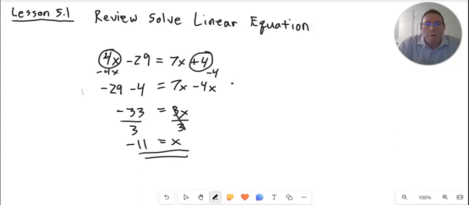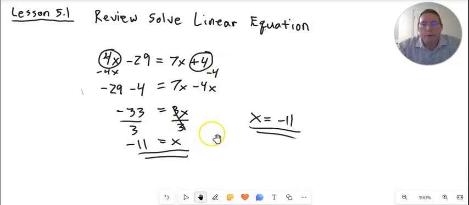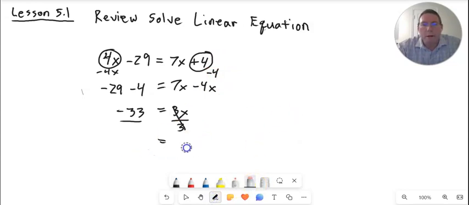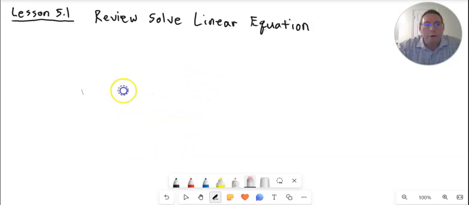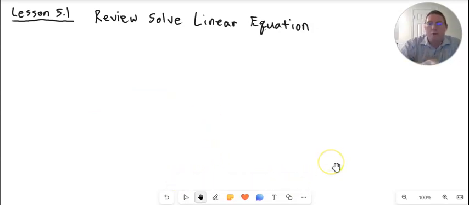Now this looks backwards. We can change this now to x equals negative 11. We can switch it around. That's legal, okay? All right, so let's maybe try one more example of a linear equation. You can probably guess that in one of the lessons coming up, lesson 5.2, we're going to do a lot of solving linear equations, okay? That's why I'm reviewing this with you.